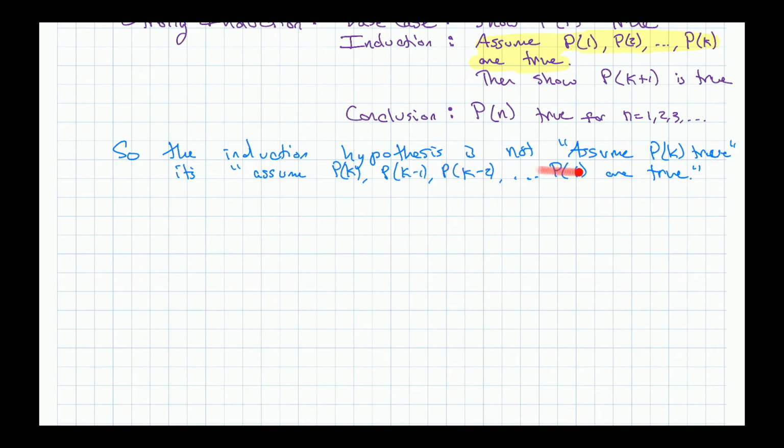What's different is you're assuming all of the P of n for n less than or equal to k are true, as opposed to just P of k. The reason you need this is, for example, to do proofs about Fibonacci numbers, and that kind of thing. I think we mostly do Fibonacci numbers in the next section, though. Let me just double check that. Yeah, they do Fibonacci numbers in the next section.